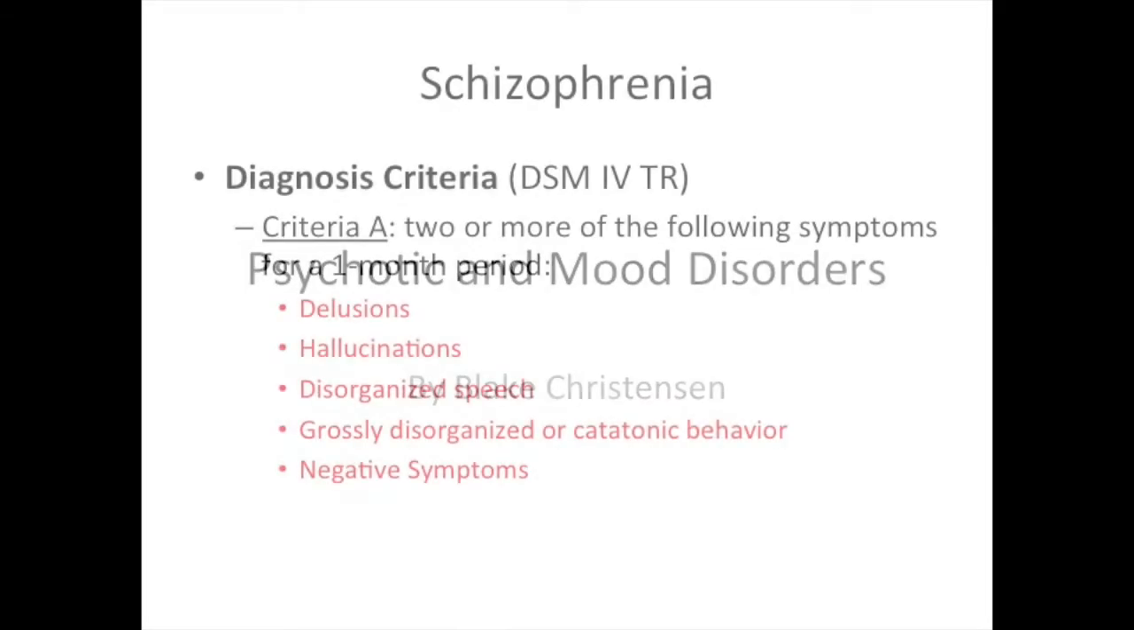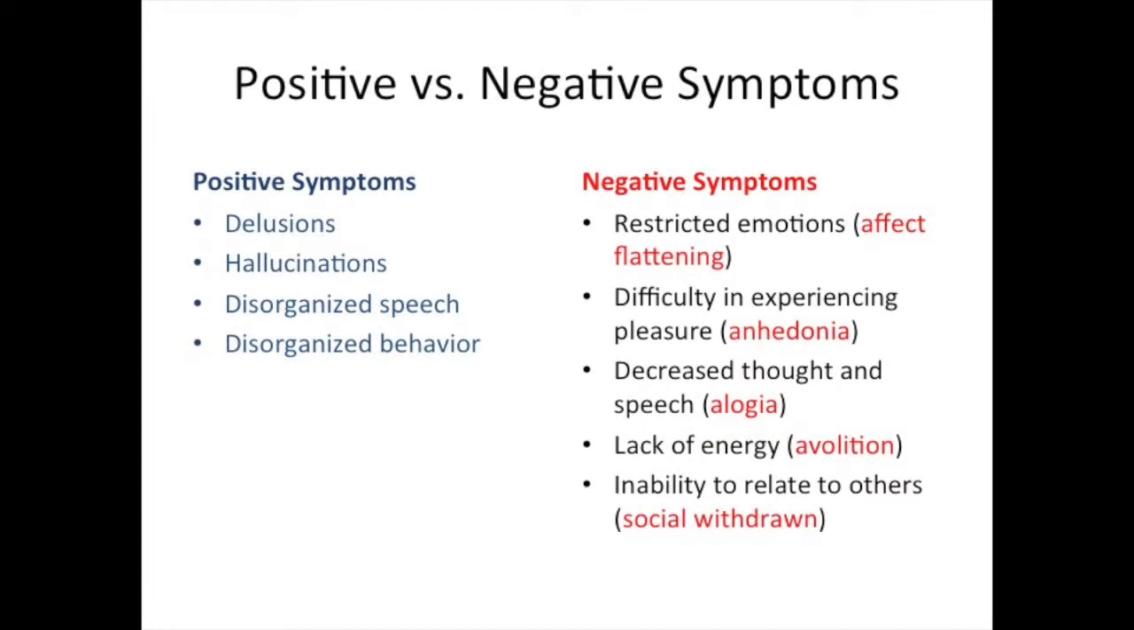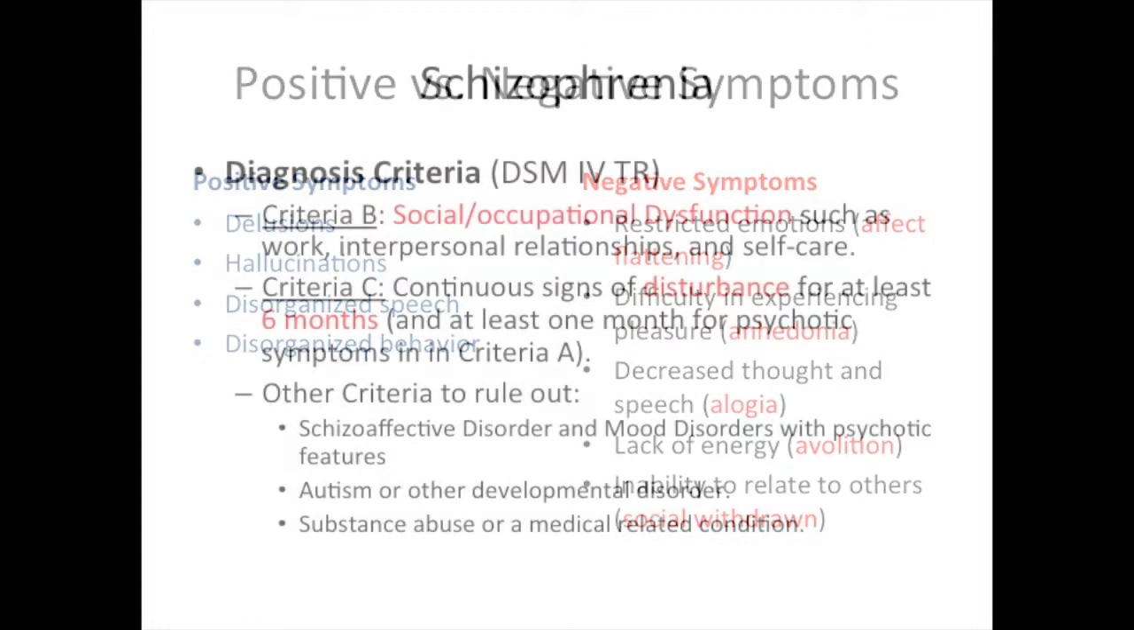Psychotic and mood disorders. Schizophrenia is a psychotic disorder, and to qualify as schizophrenia, you need at least two or more of the following symptoms for at least 1 month: delusions, hallucinations, disorganized speech, grossly disorganized or catatonic behavior, and negative symptoms. So the positive symptoms are the changes in thoughts and feelings that are added to the person's experiences, such as the delusions and hallucinations. Negative symptoms are the things that are taken away. For example, restricted emotions, difficulty in expressing pleasure, decreased thoughts and speech, and lack of energy.